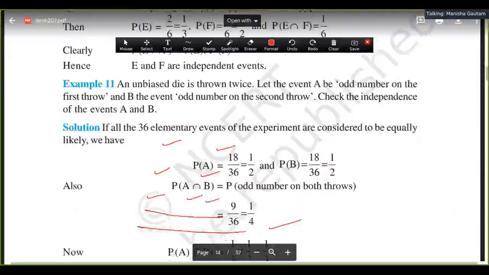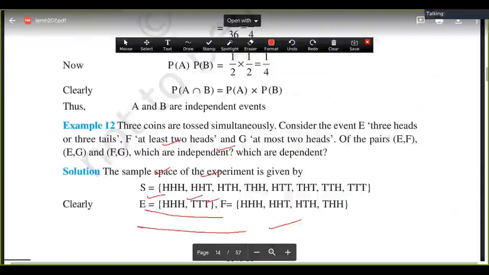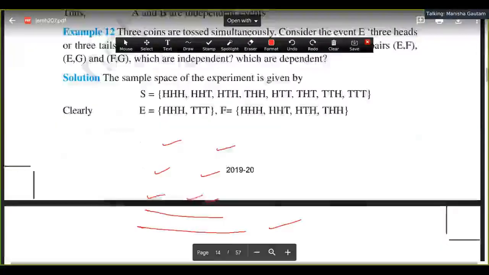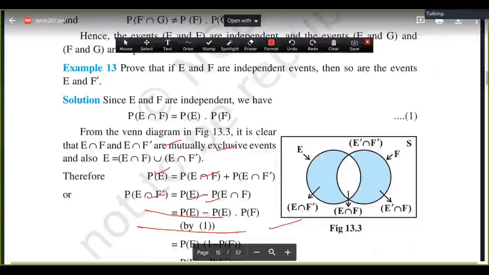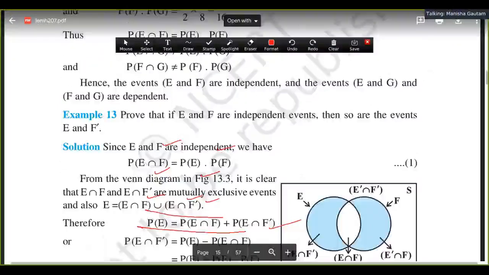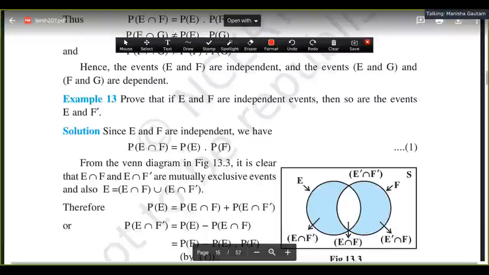Same for example number 11. Check the concept of independent events or dependent events. Example number 12. All these are very easy examples you can do. Let's discuss example number 13. This is a little bit different from the previous examples.